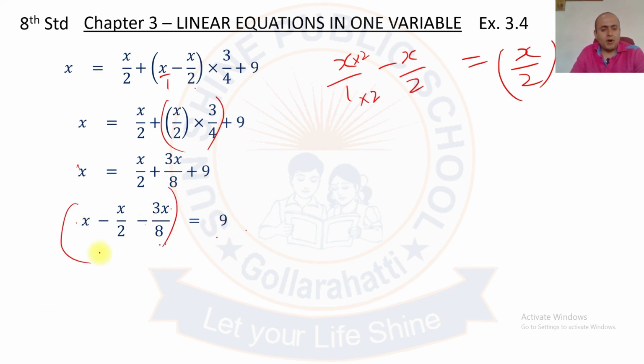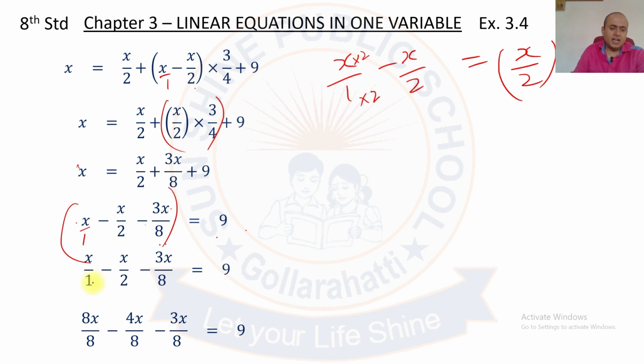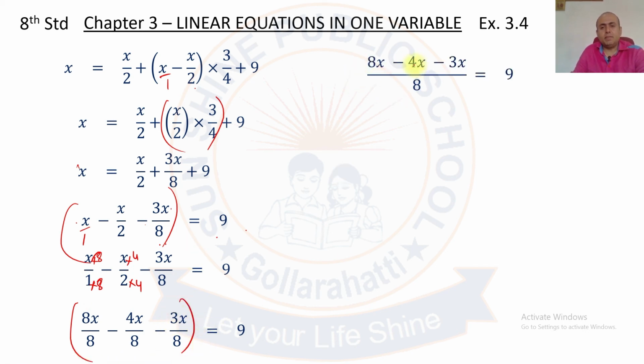Now let us take the LCM of these numbers. So x is written as x by 1, and take the LCM of 1, 2 and 8. The LCM is 8 and I have taken and multiplied. If I multiply the denominator by 8, the numerator also should be multiplied by 8. That becomes 8x minus, and for this I should multiply with 4 to make the denominator 8, so the numerator is also multiplied by 4. 4 into x is 4x, minus 3x. So we made all denominators equal and let us solve it. That is 8x minus 4x minus 3x by 8 is equal to 9. If you subtract 8x minus 4x, that is 4x, 4x minus 3x, you will get x.